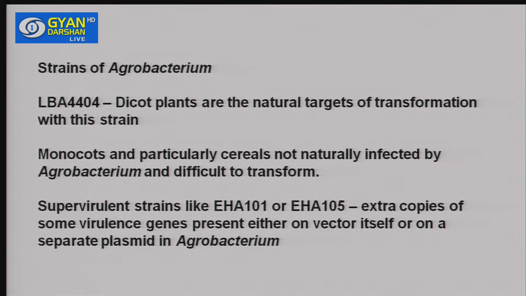In the case of monocots, as I said, they need additional super virulent strains for transformation, like EHA101 or EHA105, because they have extra copies of virulence genes. So in the case of monocots, it's better to go for these strains, whereas in the case of dicots, you can use any, like in tobacco transformation or Arabidopsis. In tobacco particularly, you can use LBA4404. In the case of rice or any other monocots, you can use EHA101 or 105.